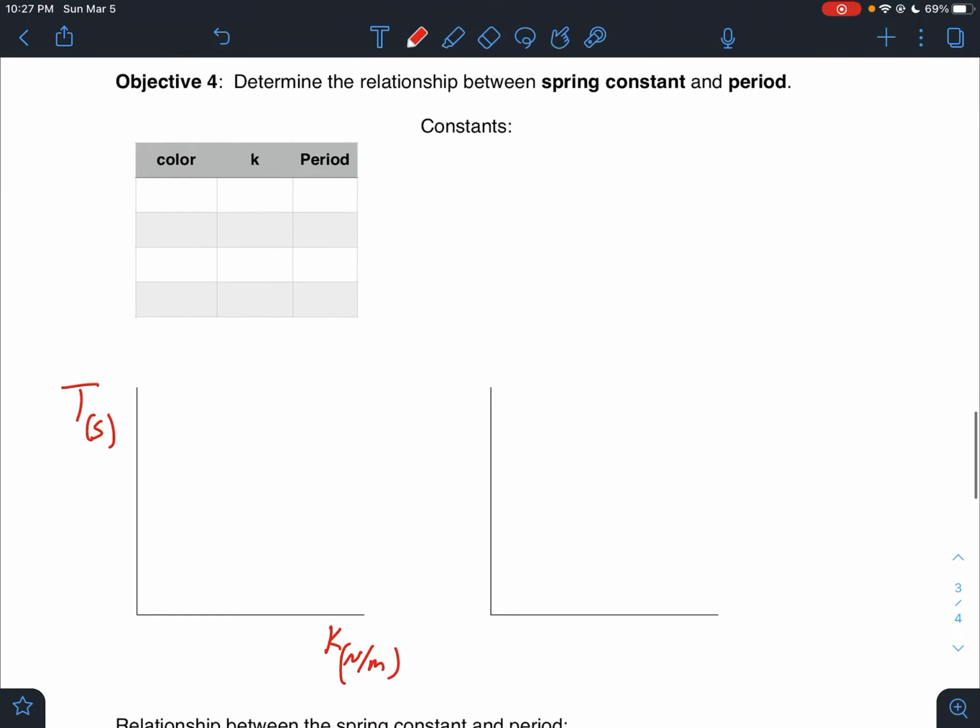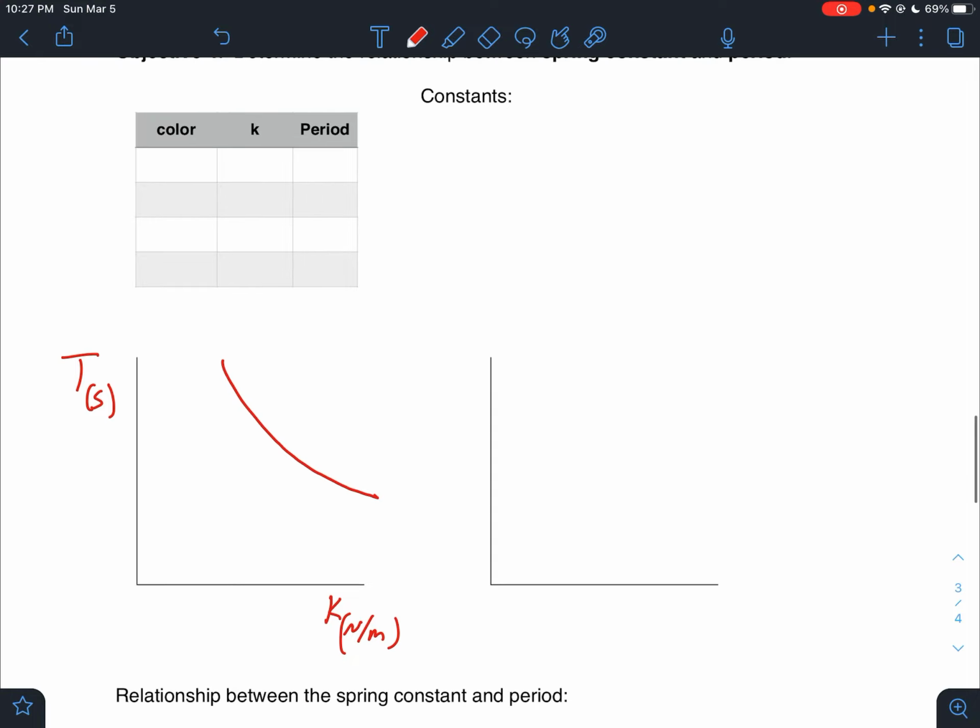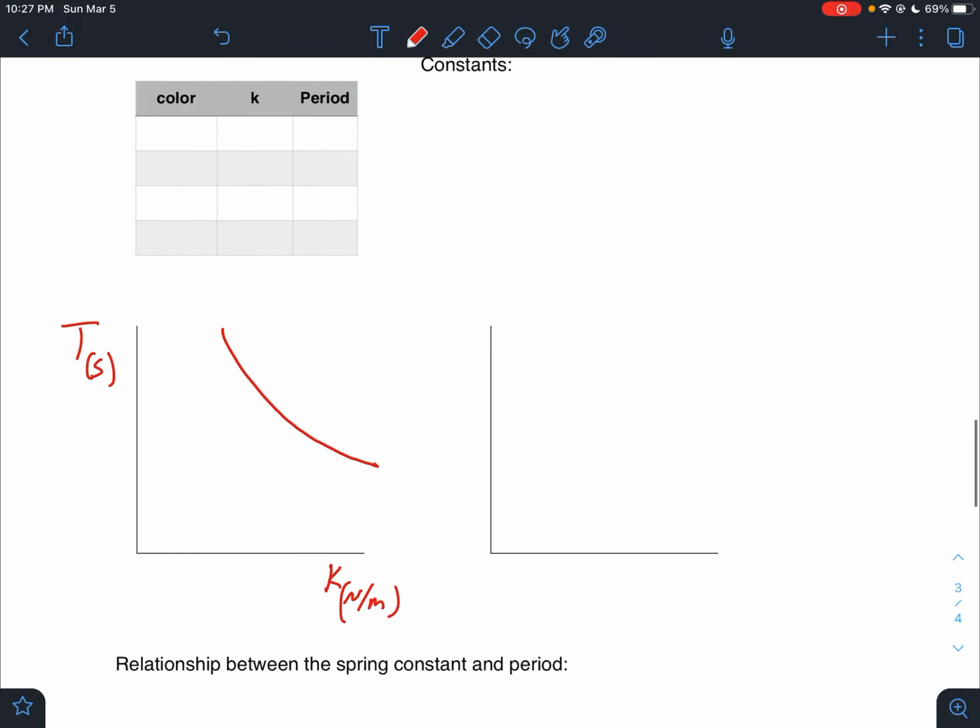In objective 4, very similar to objective 3, a lot of groups were getting a linear trend, but notice that this is a negative trend. It would be an inverse relationship. But what this graph should look like is something like this, an upward facing curve to the right. And again, if you're not changing your independent variable all that much, you're not going to expect that much of a change. So how do we linearize this?